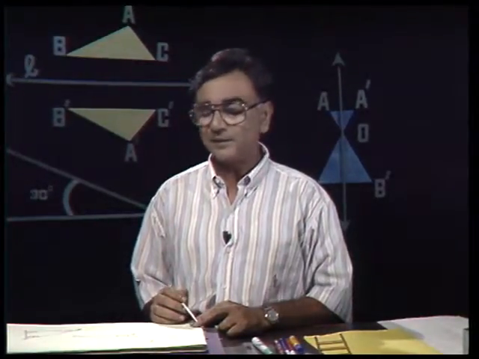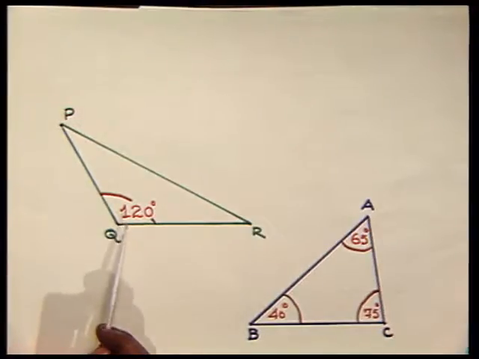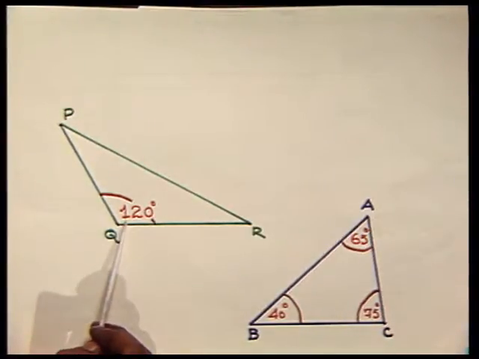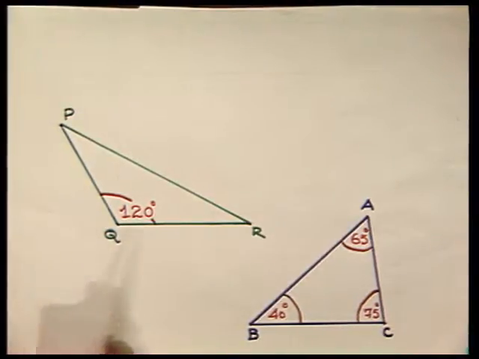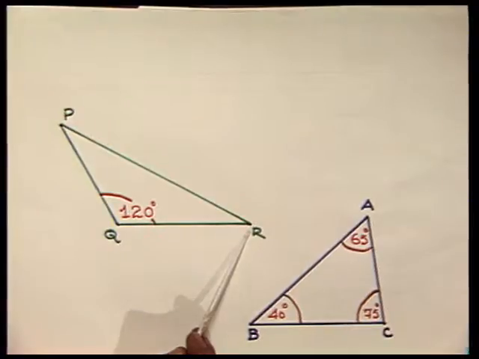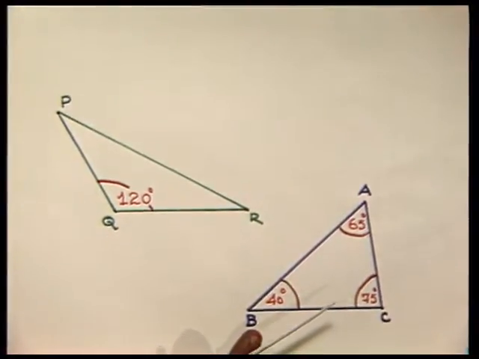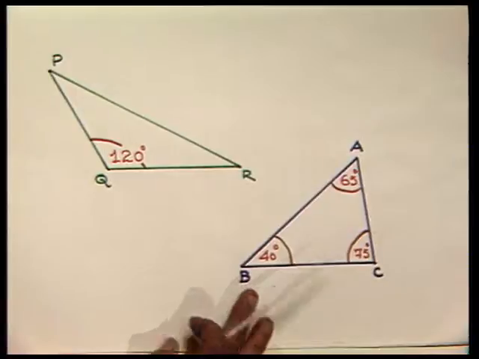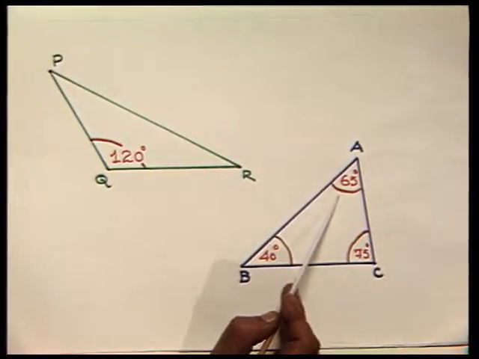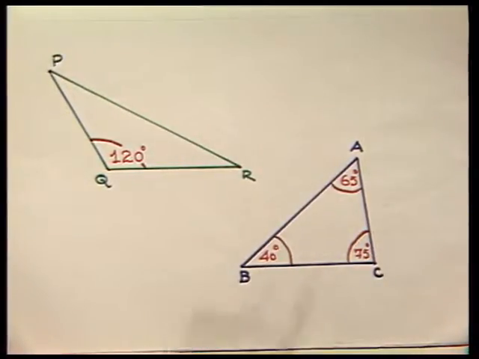Look at these triangles. Here in this triangle, this angle is 120 degrees, that is more than 90 degrees. So, triangle PQR is an obtuse angled triangle, but the triangle ABC has angles equal to 65 degrees, 40 degrees and 75 degrees. All the angles of this triangle are less than 90. So, such a triangle is known by the name of acute angled triangle.